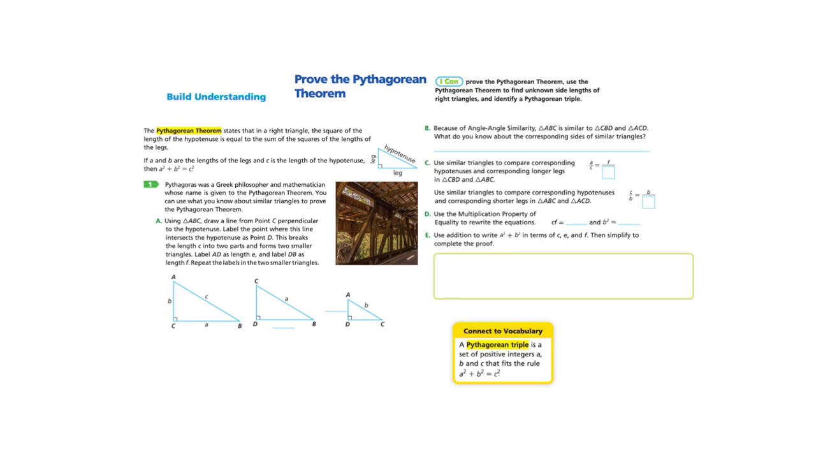Hi, 8th grade. This is lesson 1 of module 11, prove the Pythagorean theorem. So that's what we're going to be looking at in the next few lessons, the Pythagorean theorem. The I can statement says, I can prove the Pythagorean theorem, use the Pythagorean theorem to find unknown side lengths of right triangles, and identify a Pythagorean triple, which we'll talk about down here.